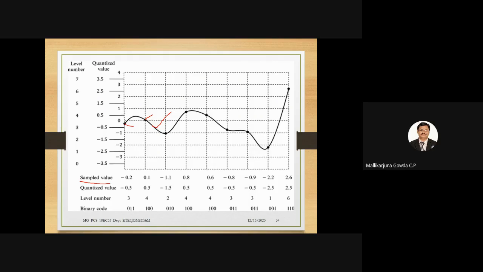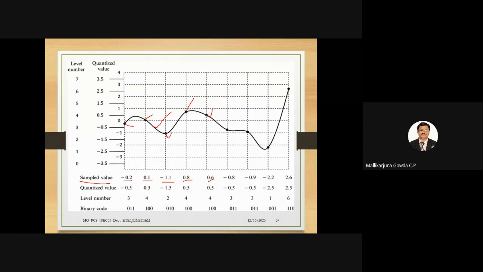So this is minus 0.2 volts. Next, this one is 0.1 volts. Next, this sample is minus 1.1 volts, right? Then this sample is 0.8 volts, right? Then this one will be 0.6 volts, like that. So these are the sample values.